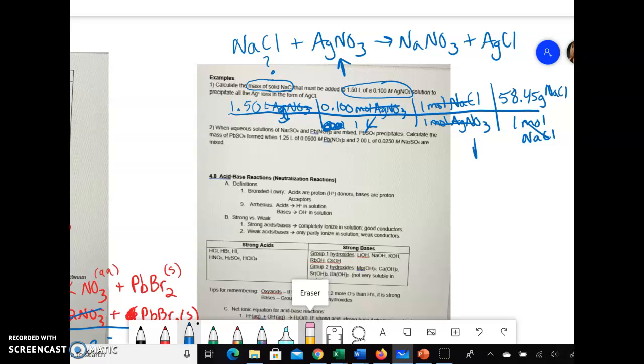So notice that this step right here is the step that allowed us to switch from silver nitrate information to sodium chloride information. And the only way to do that is with the balanced reaction. What I did is I used these coefficients. We don't write the ones, but there are ones right here, and that's where I get that 1-to-1 mole ratio. So the final answer for this should be 8.78 grams.